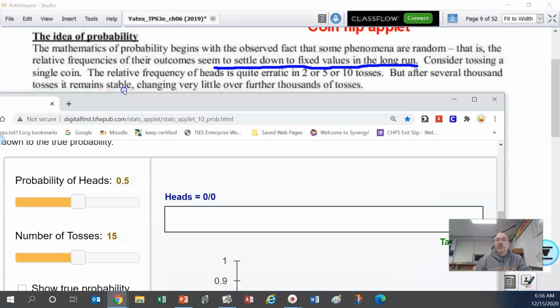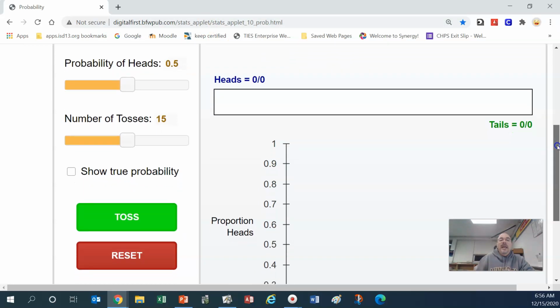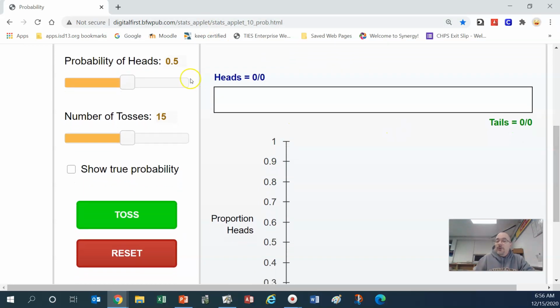All right, just to show you this, there's an applet. You can see the website up above if you want to play with this on your own. So right now I've got it set so it's a fair coin. It's 50-50. So probability of heads is 50%, probability of tails is 50%.